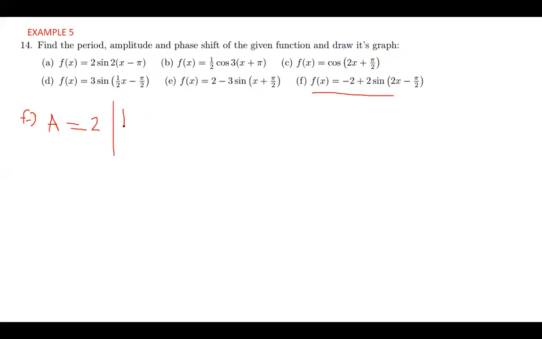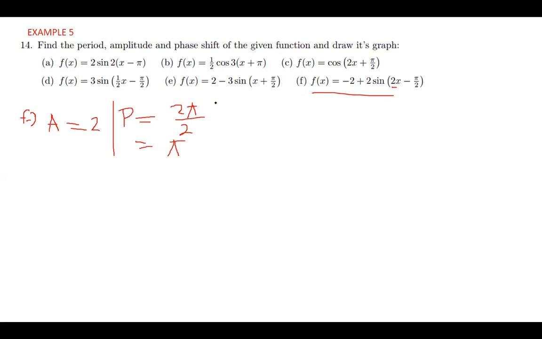We look for the period. The period is nothing but 2 pi over this b here. My b there is 2. So 2 pi over 2 gives me pi. So pi is my period.